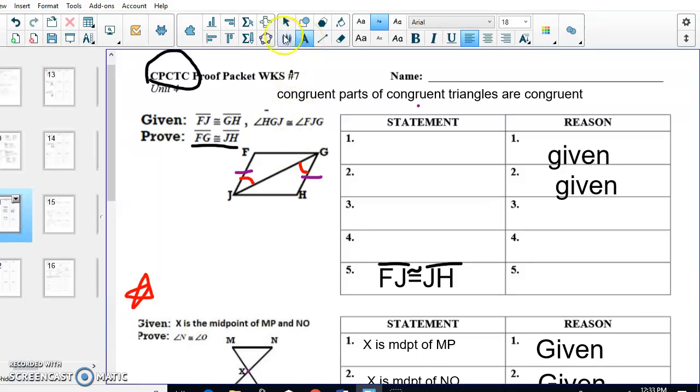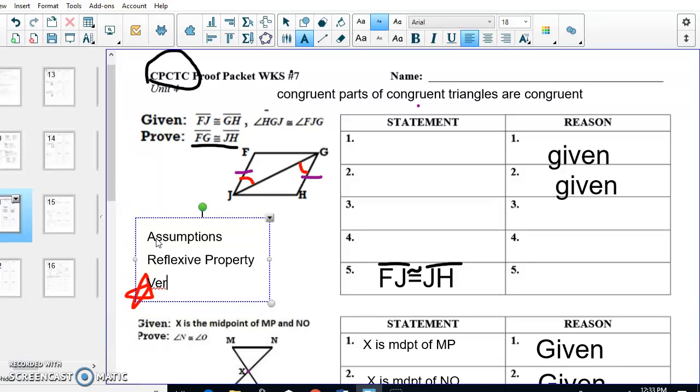So, once again, the two things that we can assume here are what? Reflexive property and vertical angles. If you are still confused on what vertical angles or reflexive property are, you need to use Google, my friends, and you need to look back at your notes. Vertical angles would be down here, and right now we're going to do reflexive property.